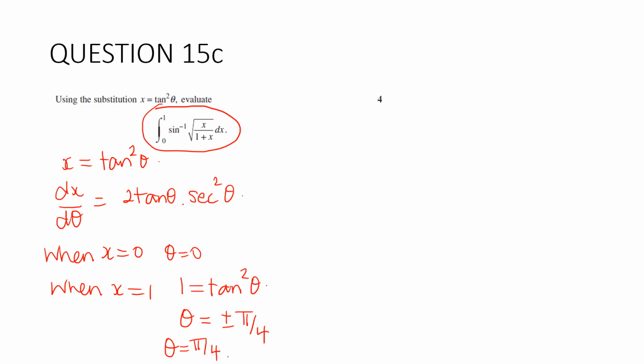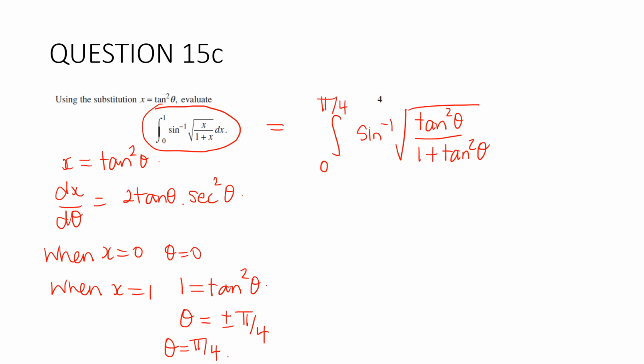Okay, let's substitute in. Equals the integral between 0 and pi on 4 of inverse sine of the square root of x, which is tan squared theta over 1 plus tan squared theta, times dx, which is 2 tan theta sec squared theta d theta. How awful.